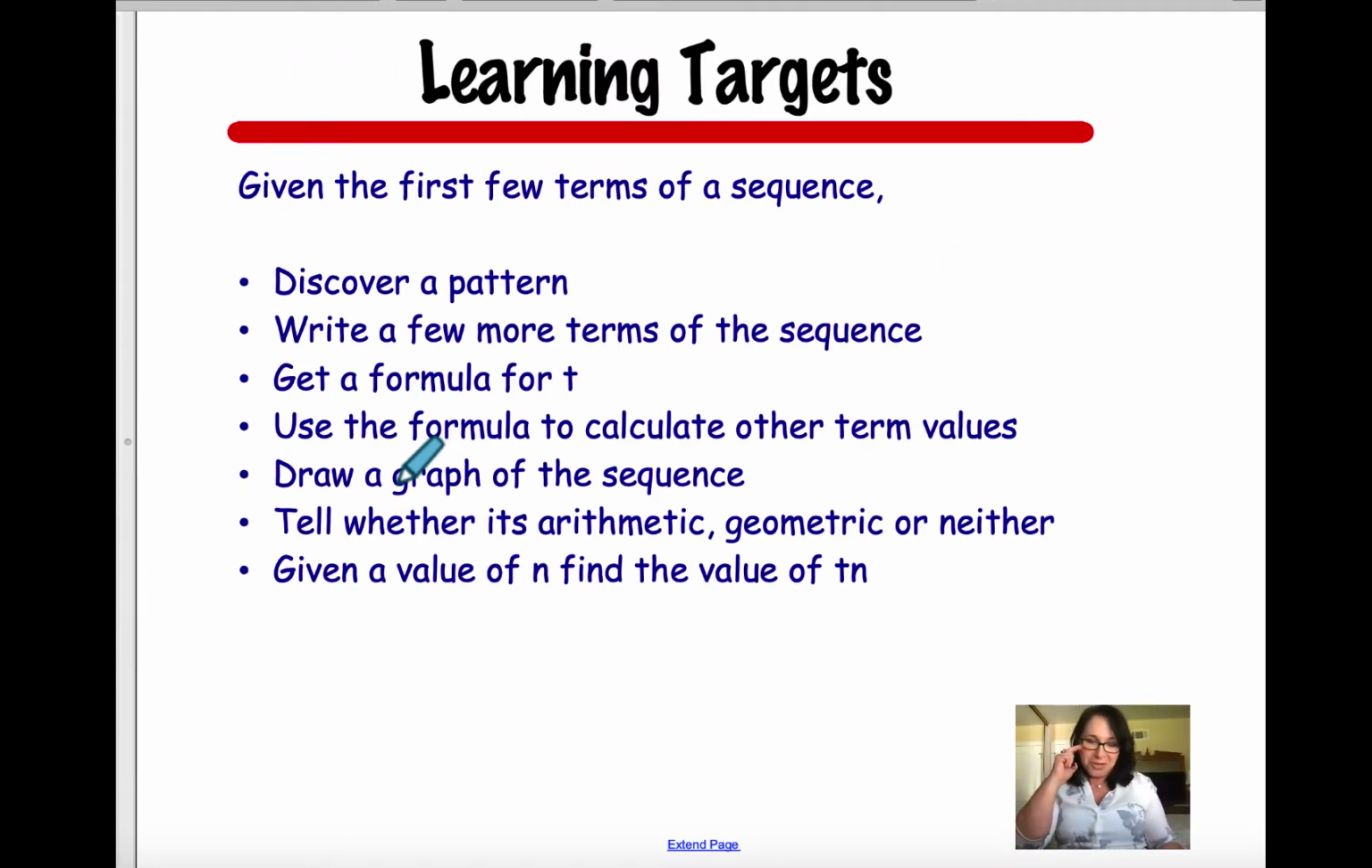Anyway, our learning targets: find a pattern. You're going to be writing a few more terms of the sequence. In some of these problems, you're going to try to find a formula. Use the formula to calculate other terms. You could draw a graph.